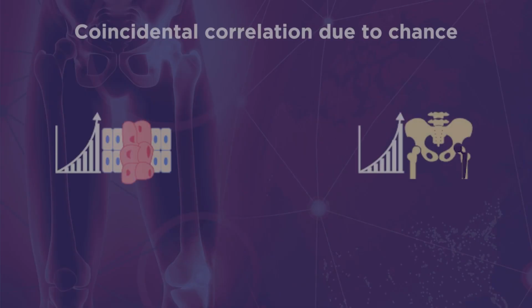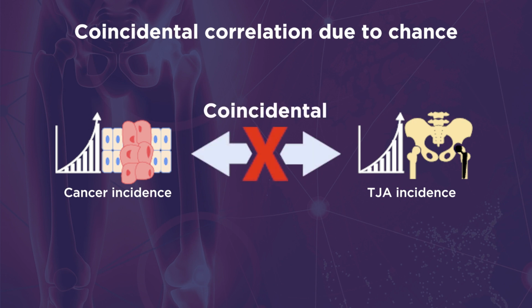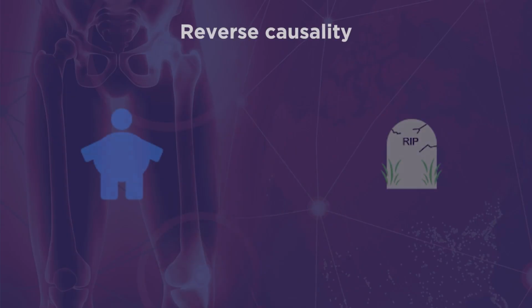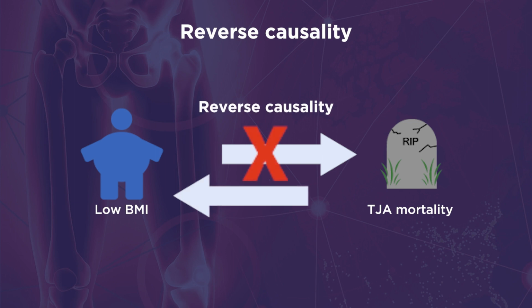Like in this example, if you conduct a study to examine temporal trends in incidence of breast cancer and the incidence of arthroplasty, you might observe correlation, but such correlation is purely due to chance. Correlation is mistaken for causation also in the presence of reverse causality. We think one factor causes the other, but it's really the other way around. For instance, very low BMI is associated with a higher risk of short-term mortality in TJA patients, but this is in part due to reverse causality, where low BMI simply reflects underlying poor health status.